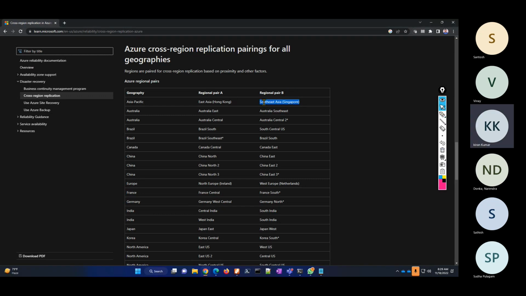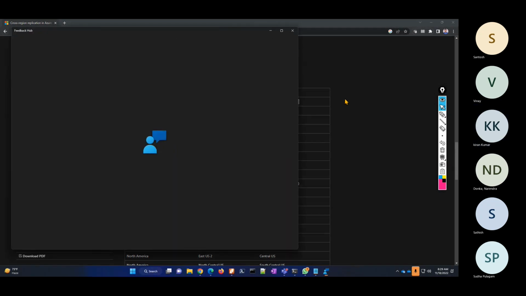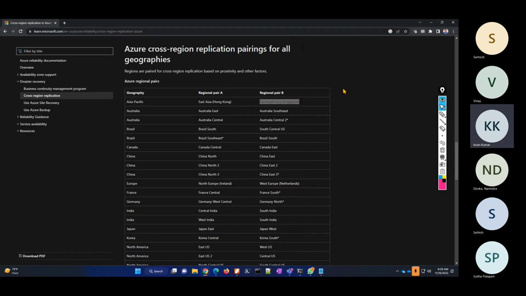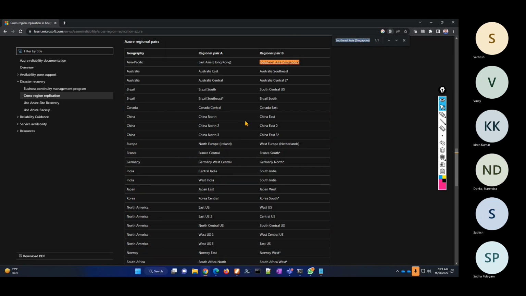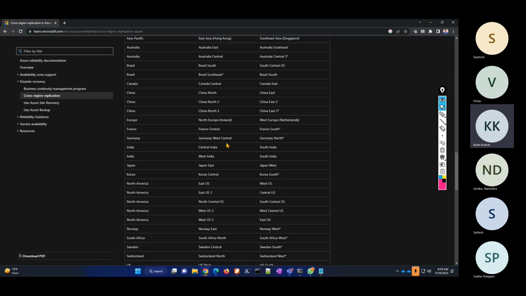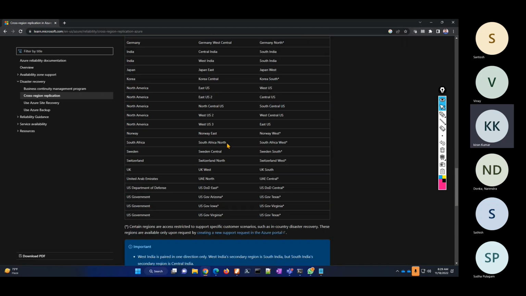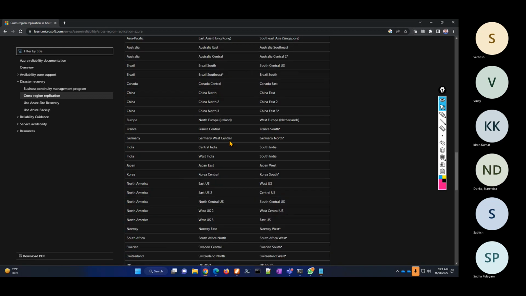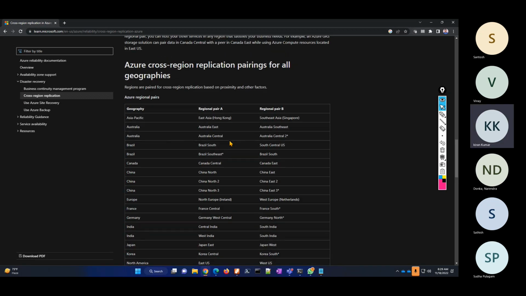If I'm selecting Singapore, I copy it and press Control F. If I search it, it appears only one time. That means the region is paired with another region like that. Understood, everyone? This is the region pair. It's defined by default. We can't change it. It's not possible at all. Any questions up to now?